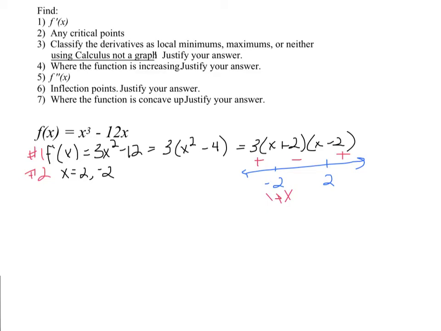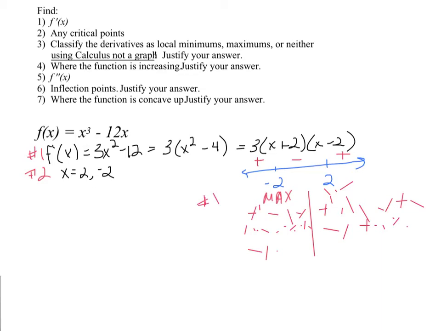If the derivative changes from negative to positive, the function changes from decreasing to increasing. This is a minimum. It says justify: for maximum, f prime changes from positive to negative. For minimum, f prime changes from negative to positive. So this answers number 3, this whole thing.